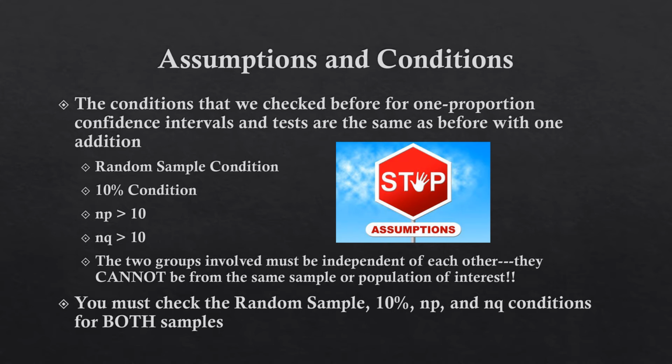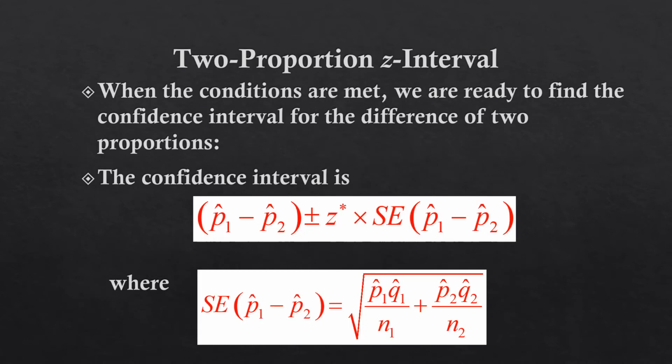And just a quick note here, we have to check these conditions for each of our samples, okay? So you have to ensure that both samples are random. You have to ensure the 10% condition for each sample, and so on. So very similar to what we've seen before, just a little bit more writing when it comes to checking the assumptions. Just like before, if the conditions are met, or if all the assumptions are met, instead of the name being a one proportion z interval for our confidence interval, it is now going to be a two proportion z interval, which kind of falls in line with what we've seen in the past, but now we have two proportions.